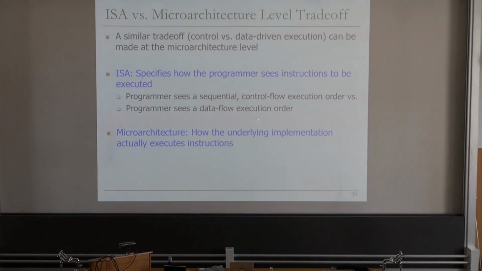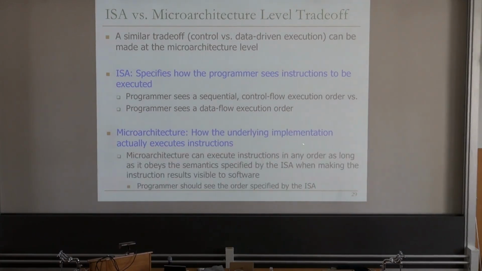So ISA may say the programmer should see a von Neumann model, or the programmer should see a Dataflow model. Microarchitecture can do something completely different underneath. Right? It can execute instructions in any order as long as it obeys the semantics specified by the ISA when making the instruction results visible to the software.